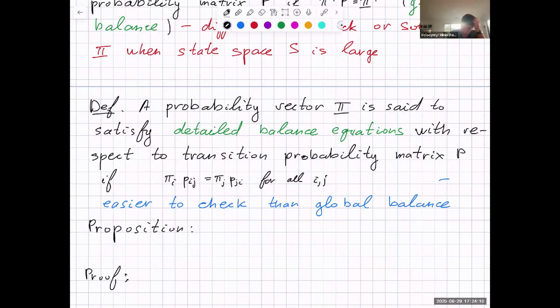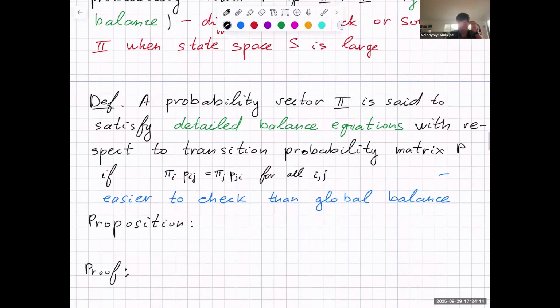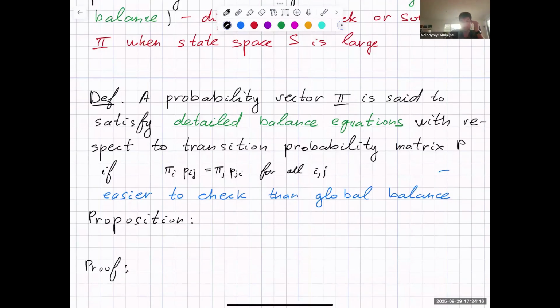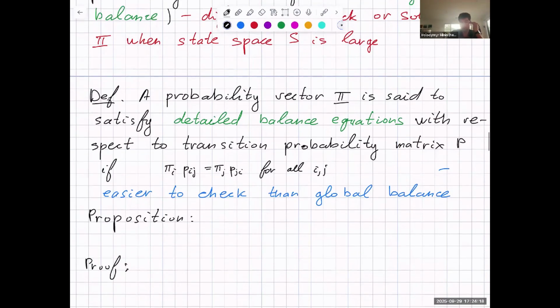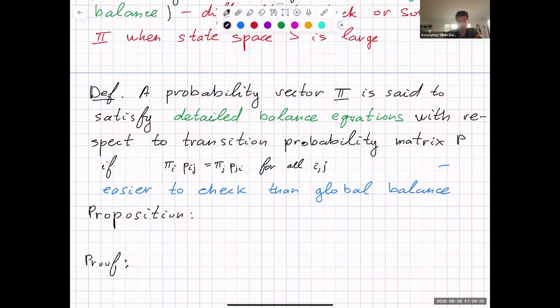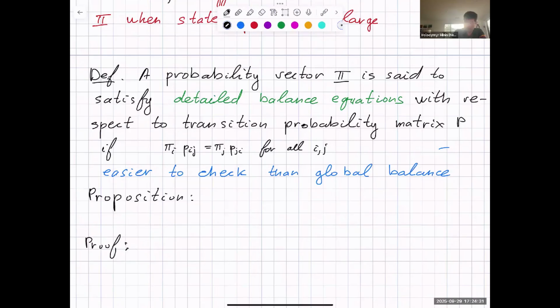And that's called detailed balance, and that's easier to check than global balance. And the reason I said it is stronger is because there's a very simple proposition that says that detailed balance implies global balance.